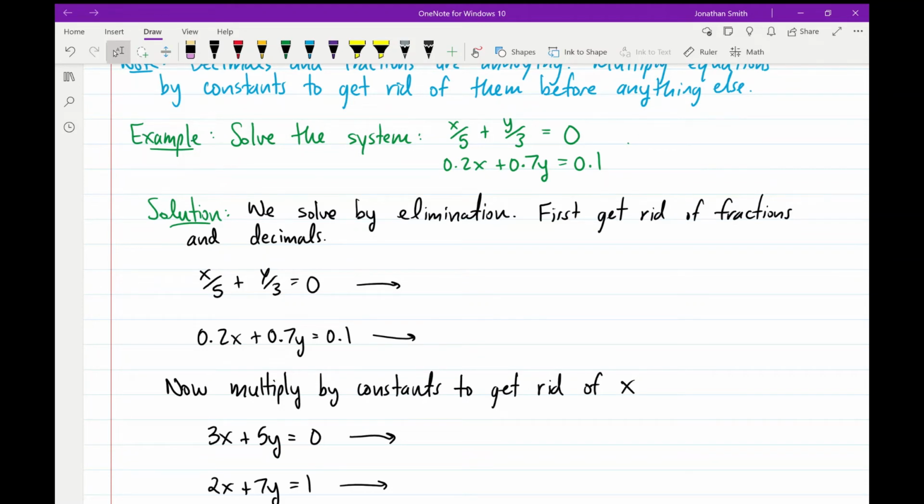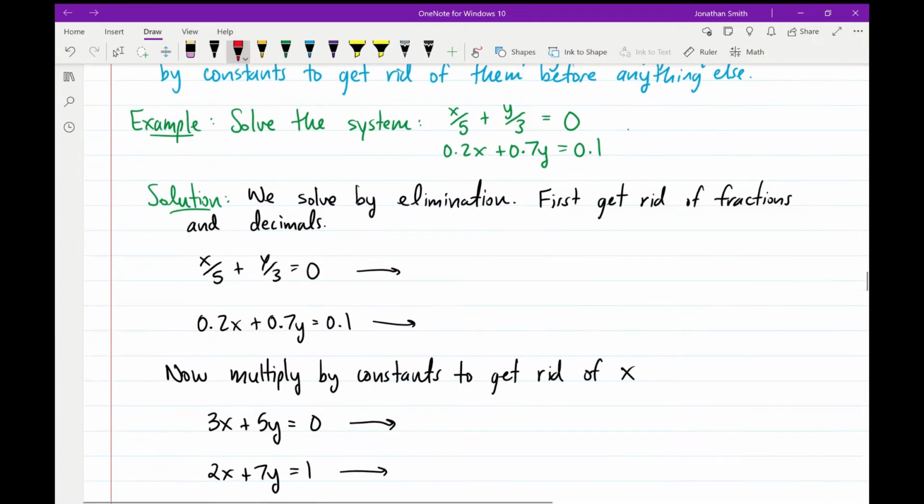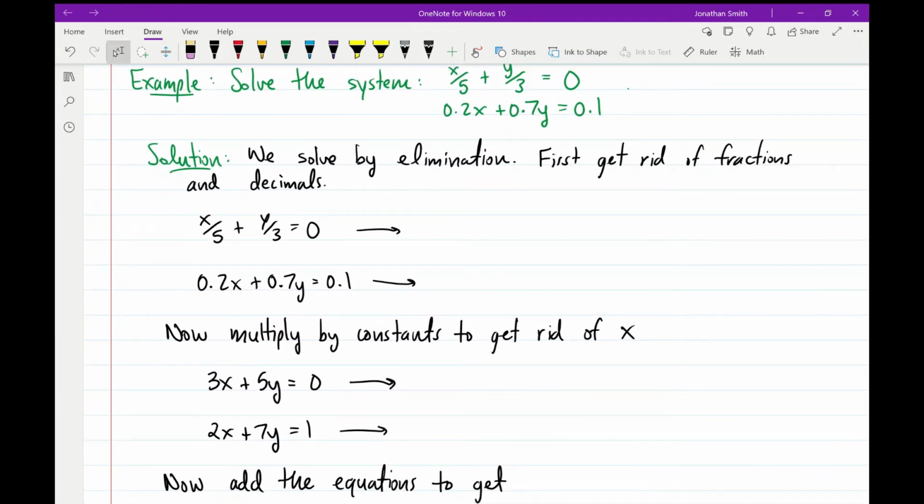So here we want to solve the system 1/5 x plus 1/3 y is equal to 0. That's the first equation. And the second one is 0.2x plus 0.7y is equal to 0.1. So I chose the elimination method because it's the method that's going to come up the most throughout the rest of the chapter. And we'll explain why that is in section 3.2. But first, we're going to get rid of all of the fractions that are showing up and the decimals as well. So in this first equation, x over 5 plus y over 3 is equal to 0.